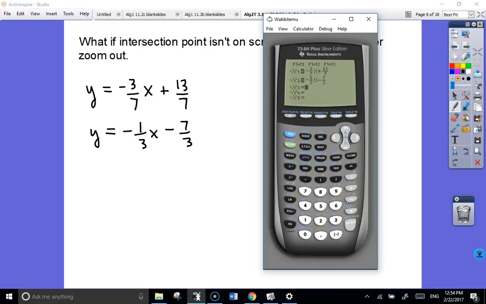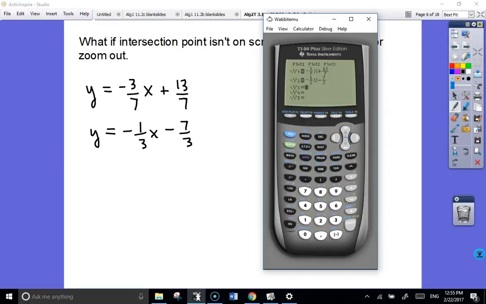So before I hit the graph button, is this going to have an intersection point? Just looking at the 2 equations, can you tell whether it's going to have an intersection point? How do you tell when you're looking at a system of equations whether two lines intersect? The slopes aren't the same, right? As long as the slopes aren't the same, it's going to intersect somewhere. You know that that's true.